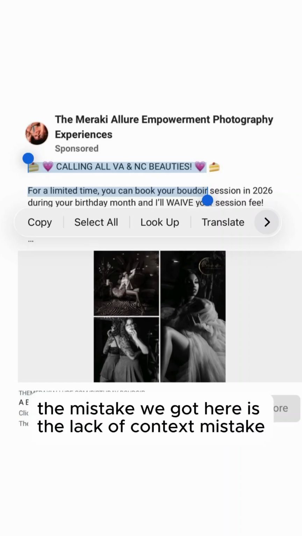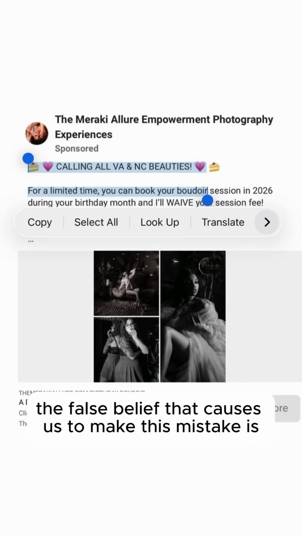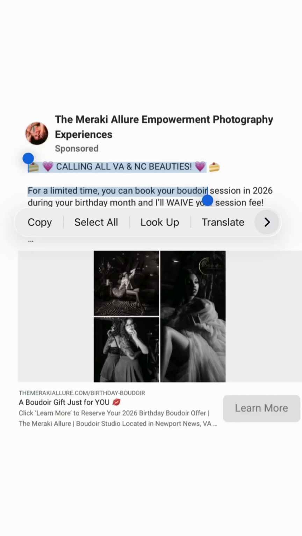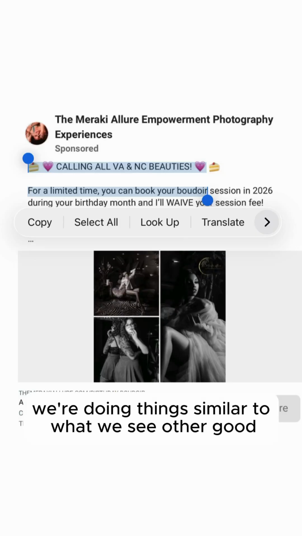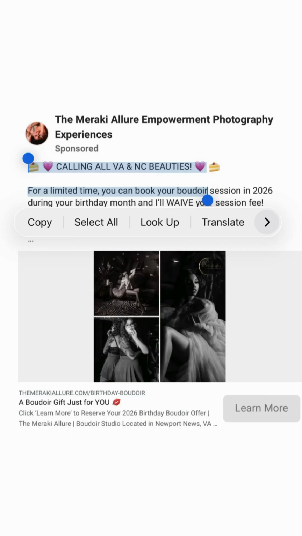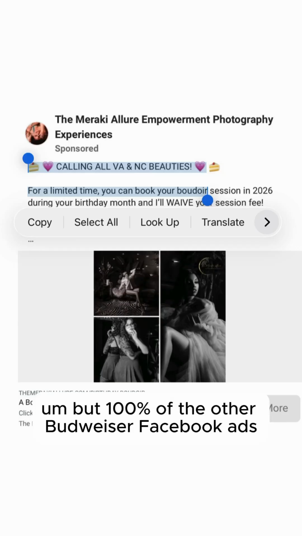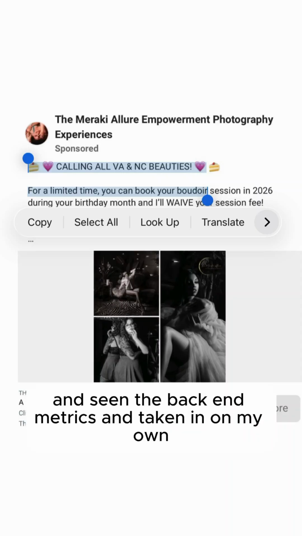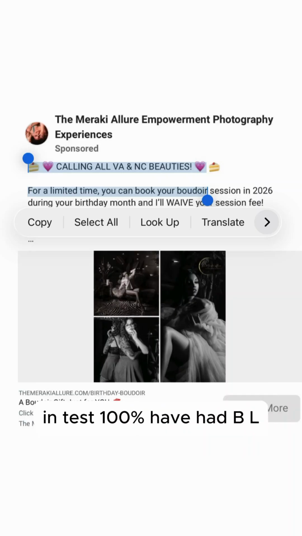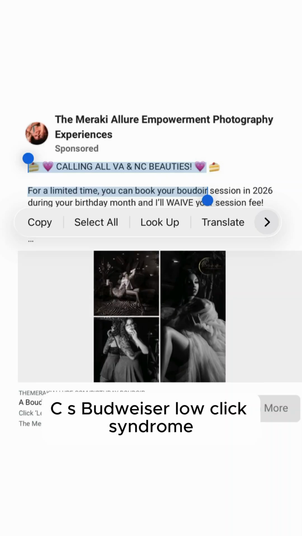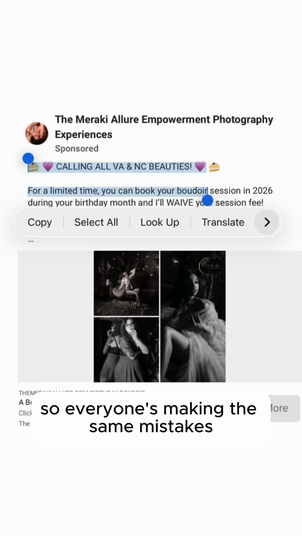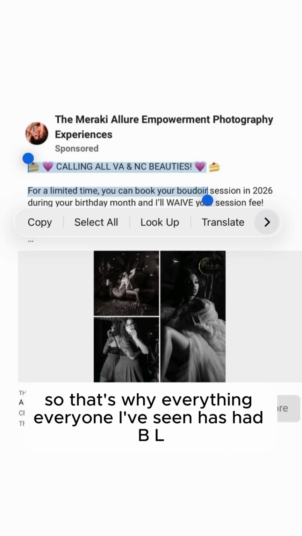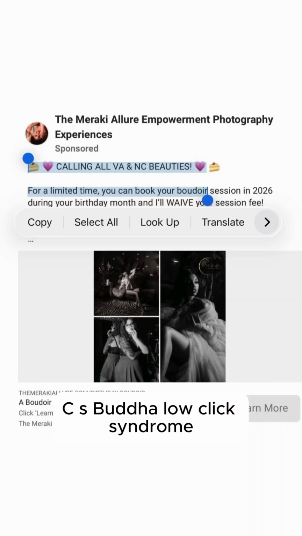So the mistake we got here is the lack of context mistake. The false belief that caused us to make this mistake is we're doing things similar to what we see other boudoir photographers doing. But 100% of the other boudoir Facebook ads I've seen, and seen the backend metrics and tested on my own, 100% have had BLCS, Boudoir low click syndrome. So everyone's making the same mistakes. So that's why everyone I've seen has had BLCS, Boudoir low click syndrome.